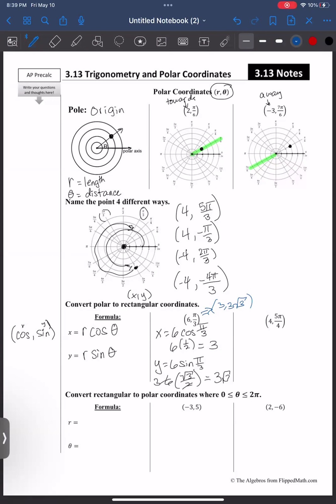So I'm going to give a moment for you guys to try out the next one on your own. If you are watching this, make sure you pause the video so that way you don't get spoiled on how to do it.